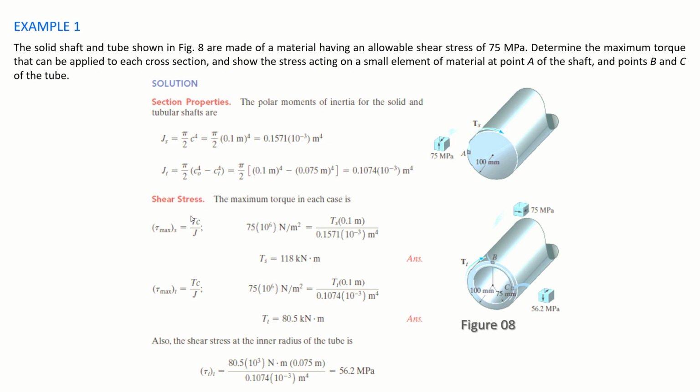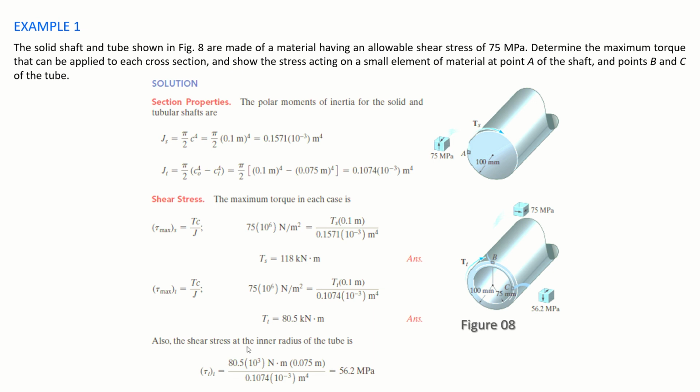We have to find out this T, right? So T will remain as it is, and we know the C. Why? The 100 millimeter is equal to 0.1 meter, and we have determined J. So we will put the values of J. So the value of torque is 118 kilonewton meter, right? And similarly for the tubular one, the value of T will be 80.5 kilonewton meter.